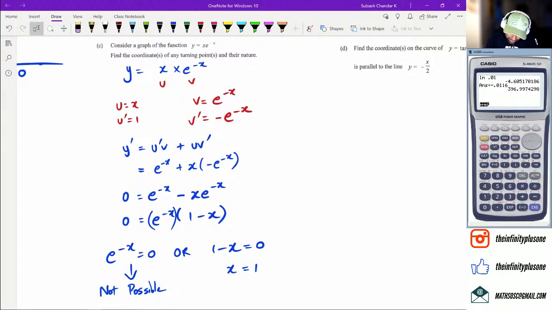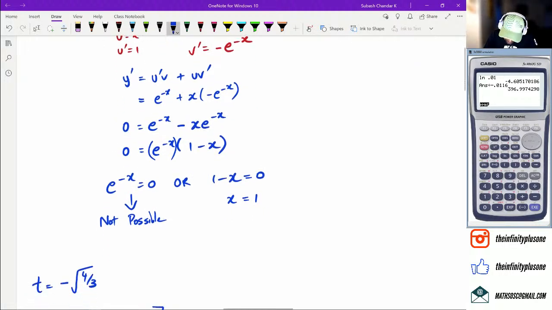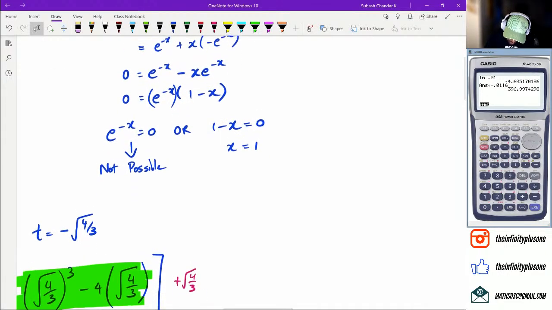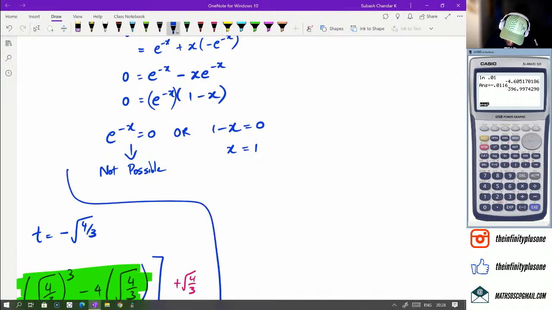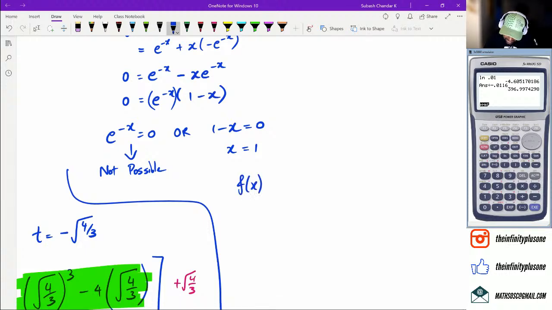So we've got for the coordinate, and again they actually say coordinates, and in this case we can see that there's only one coordinate where x equals 1. So what we're going to do is substitute to find out what the value of y is. So remember that f of x is x e^(-x). So then f of 1 is going to be 1 times e to the power of negative 1, which equals e to the power of negative 1.